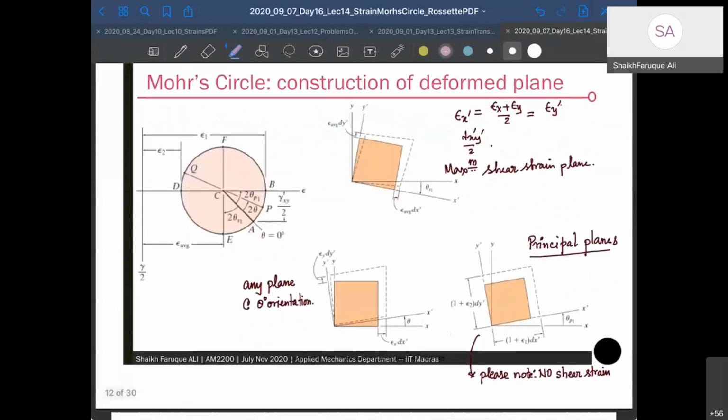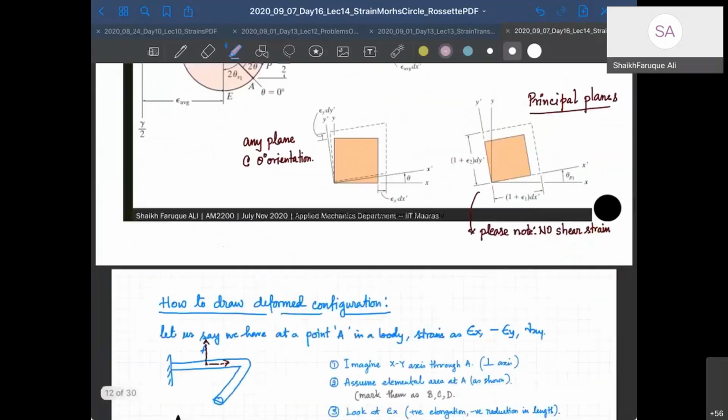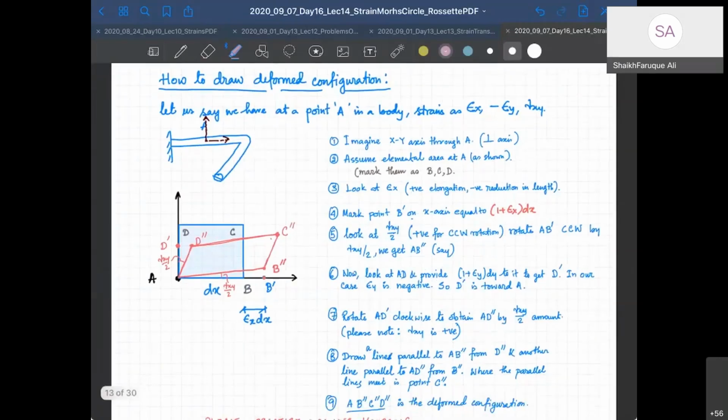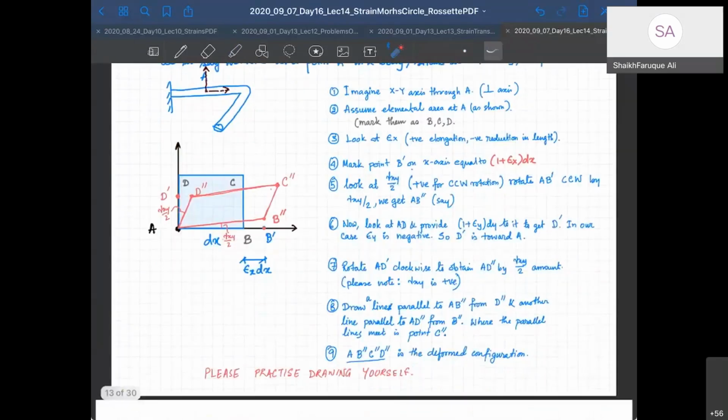Okay, now how do you draw the deformed configuration? I've told you already how to draw deformed configuration, and I am not going to explain it again today. Please go through this. I've given step by step how to draw the deformed configuration. All the steps are given here, and the same steps are used to draw this figure. Please go through this, and if you have difficulty, please come back to me. I have already explained it in the last class, so make sure that you go and practice this.